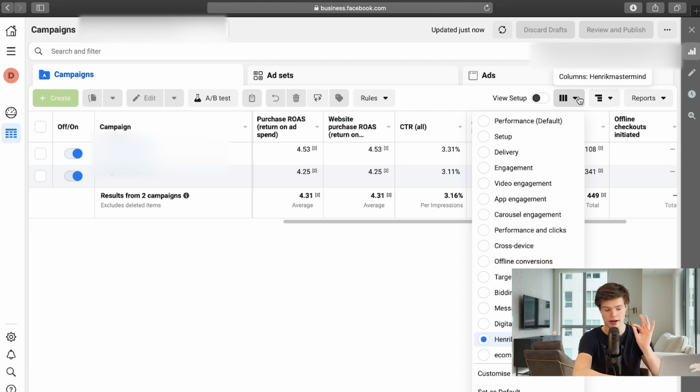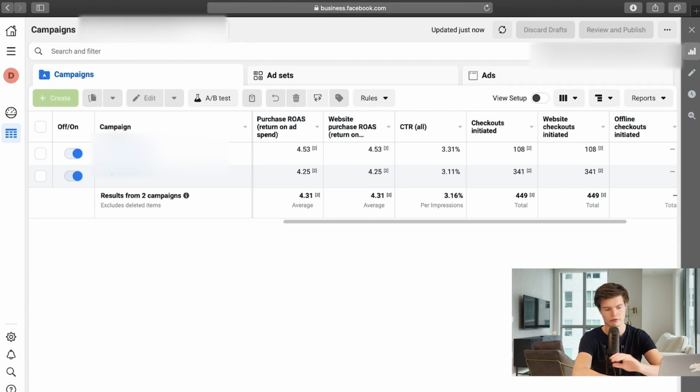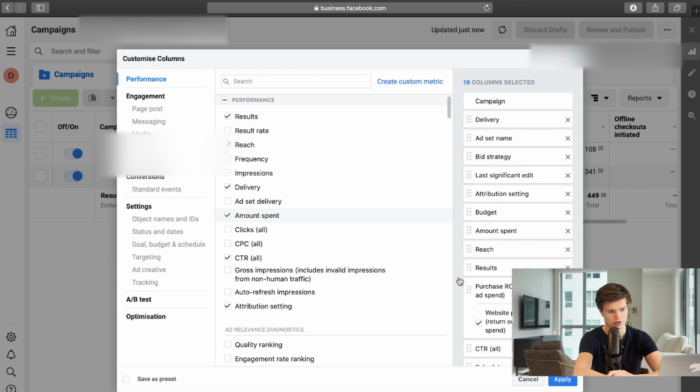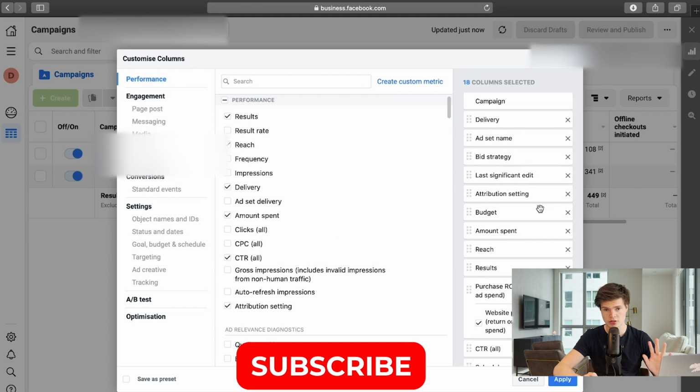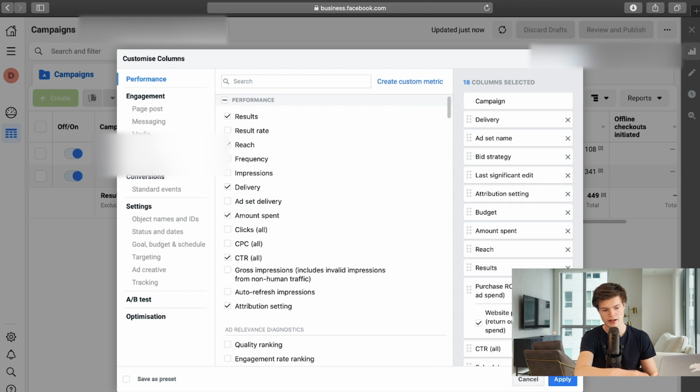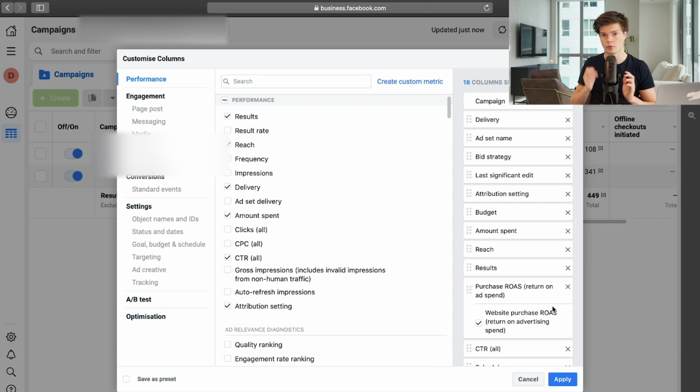Now, one thing you have to do, I'm just going to go over the basics really quickly. One thing you have to do before you even start working with your clients is to customize your columns. I'm going to go over what the most important metrics are. That's going to be ROAS, the return on ad spend. So the ROAS is going to basically show you how profitable you are. If you have a 10 ROAS, that means that for every dollar you spend, you're making $10 back. So ROAS is a very important metric for anyone who's doing advertisements.